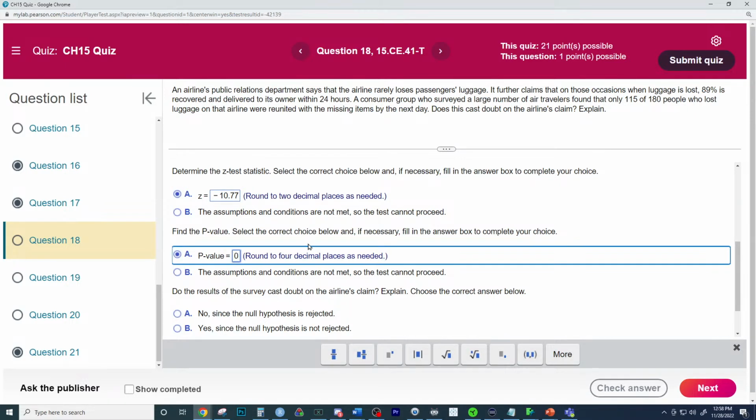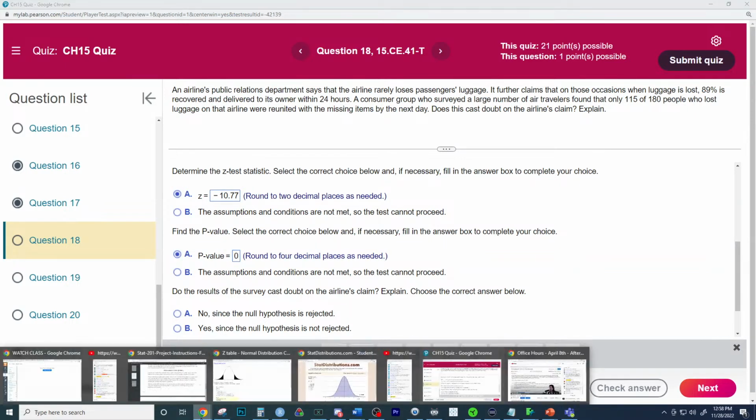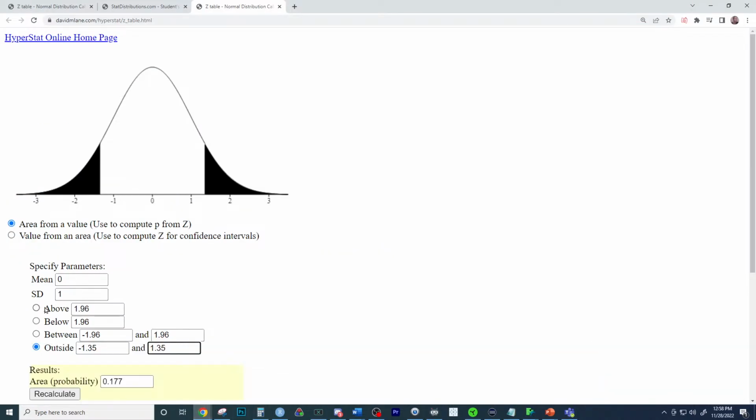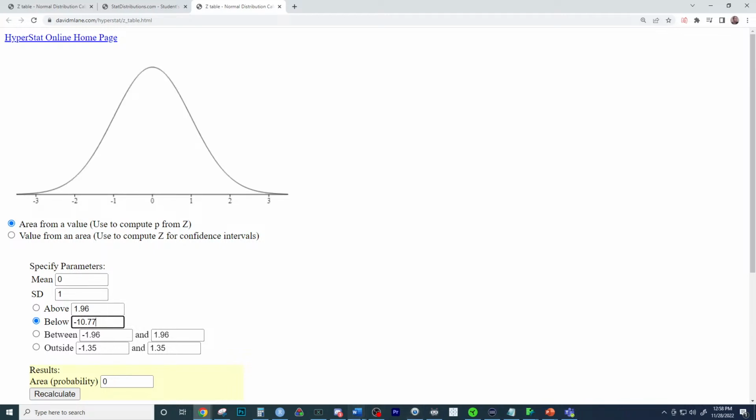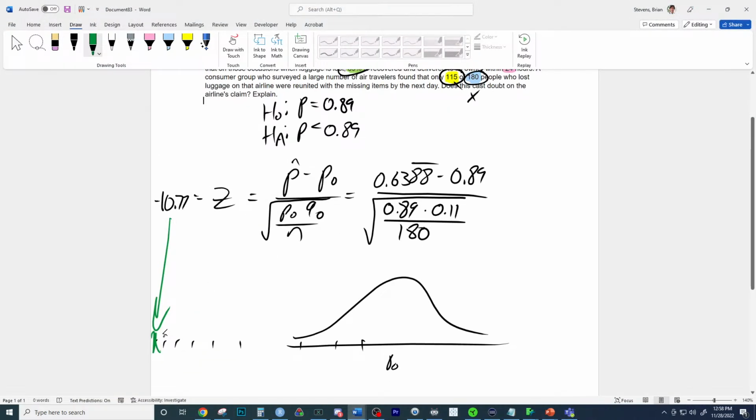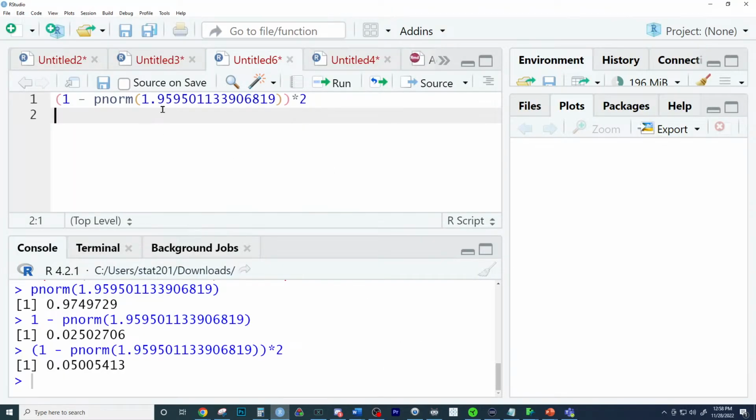I'll show you how we know that right here, because if you go over to the David M. Lane and you go to below, negative 10.77, it's 0. It's so far off the curve that you can't even see it. The area below this, which is what we're graphing, is going to be nothing. There is no area. Well, there is technically area. We could use something like R here to tell us the area below the curve at negative.